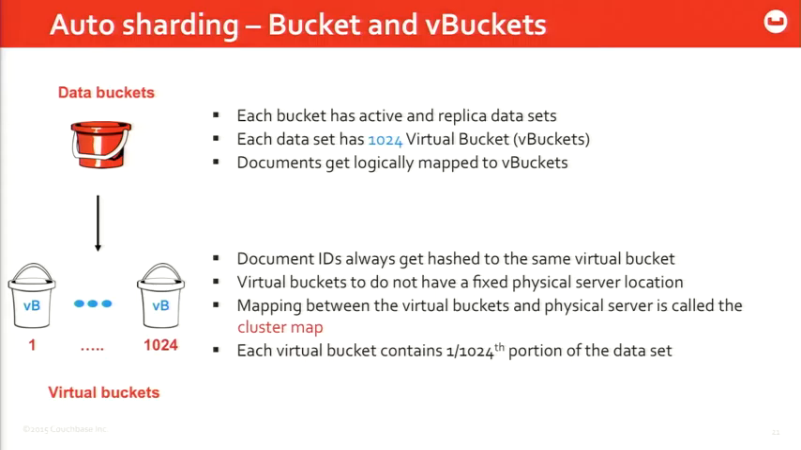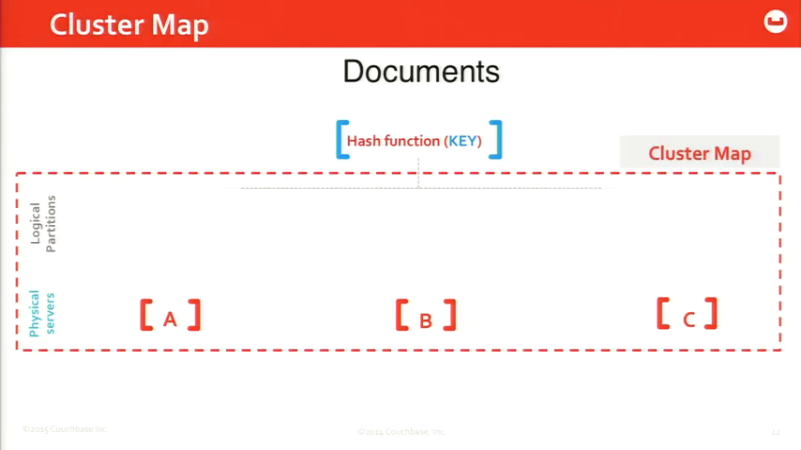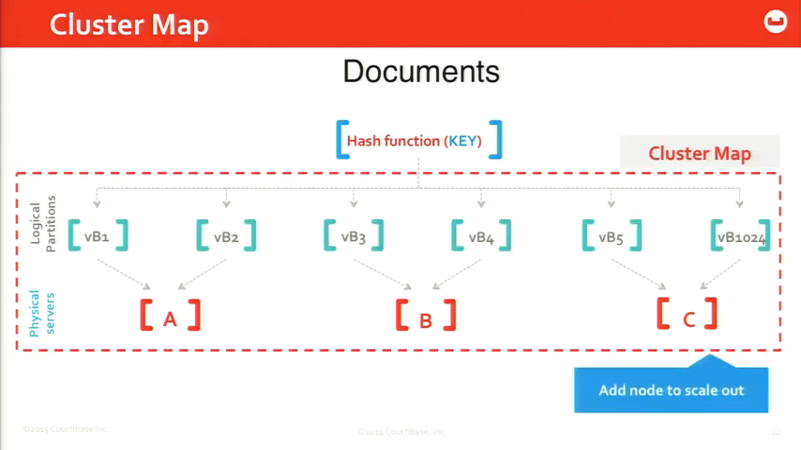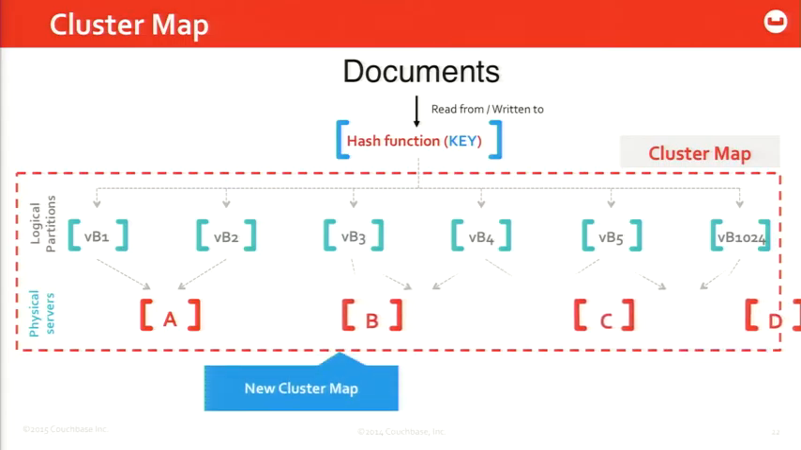So we partition our data into 1024 virtual buckets. So a single data bucket is partitioned into 1024, and each of these lives on some physical server. The map between the logical partitions, or the vBuckets, and the physical server that it actually lives on is called the cluster map. This cluster map is really the secret sauce of the system, which tells every component of the system where data lives. And we'll look at an example in just a minute.